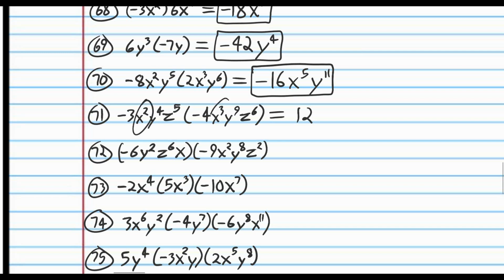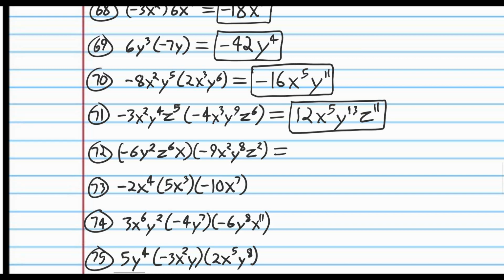X to the 2nd power times x to the 3rd power is x to the 5th power. Y to the 4th times y to the 9th is y to the 13th. And z to the 5th times z to the 6th is z to the 11th. And that is our final answer. Let me double check that. Everything looks good. On to the next problem.